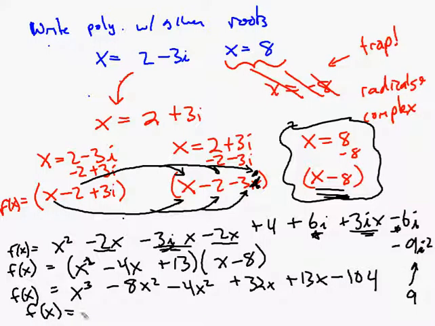And then finally I simplify that. x cubed minus 12x squared plus 45x minus 104. All right. Hopefully I multiplied right there. Well, maybe I didn't. I think I did. I think I'm good. Okay.